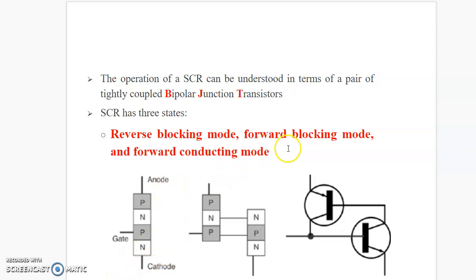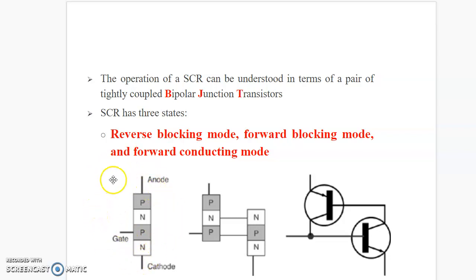The next one is forward blocking mode. The keyword here is forward blocking. In forward blocking mode, the anode is positive and the cathode is negative, but still the SCR won't conduct. Why won't the SCR conduct? Because the gate pulse is not given at that time. In this condition, junction 1 and junction 3 are forward biased, whereas junction 2 is reverse biased, and there are not enough electrons for recombination. So in the forward bias condition also, this SCR won't conduct.